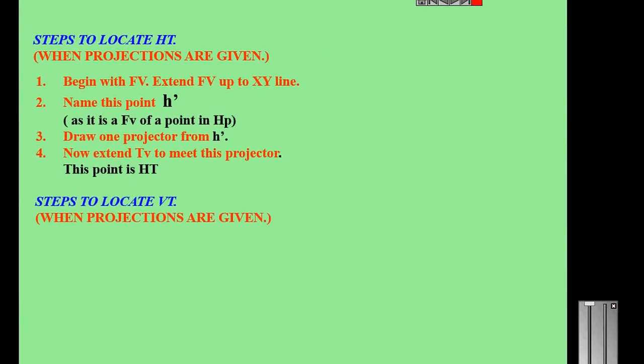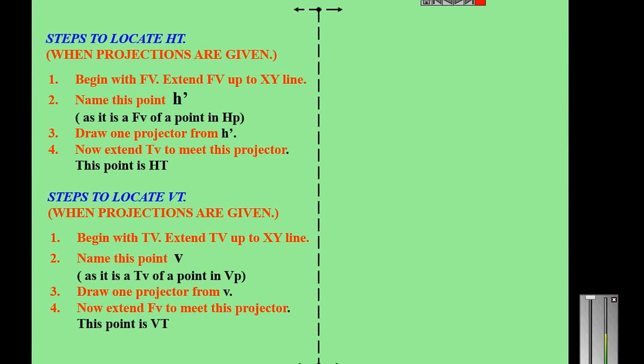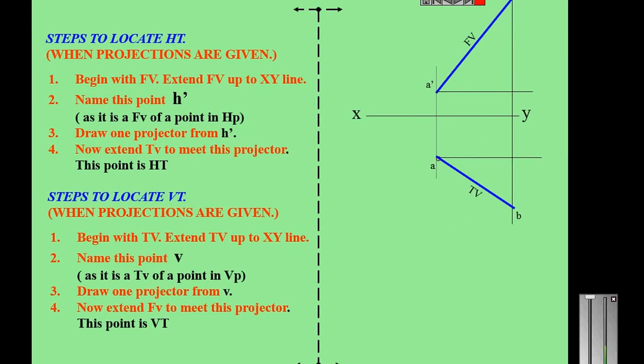How to locate the horizontal trace and the vertical trace? See, this is the front view and top view. First of all, we extend the front view to the reference line. That point will be H dash, which means the front view of the horizontal trace. Draw a perpendicular line through H dash and then extend the top view. Our top view will touch the perpendicular through the point H dash. That point is called the horizontal trace. So this point is the horizontal trace. Remember, H dash and HT will be on the same straight line.